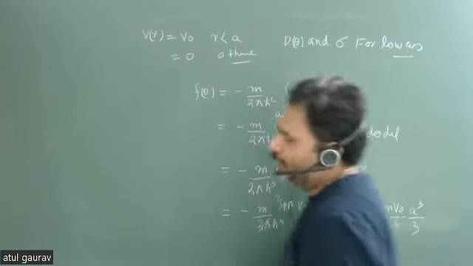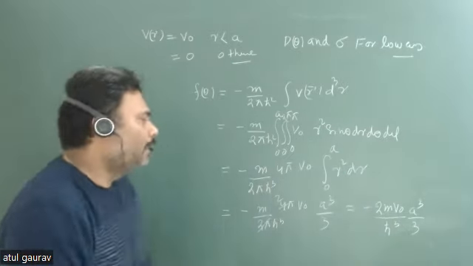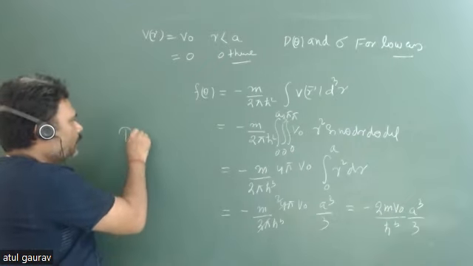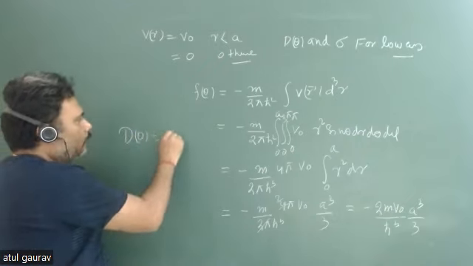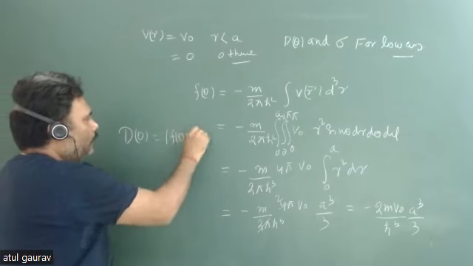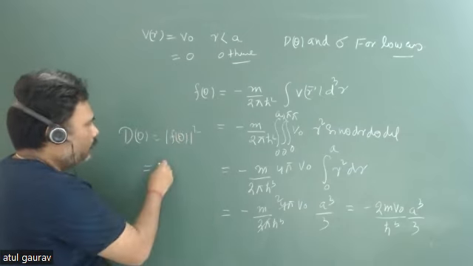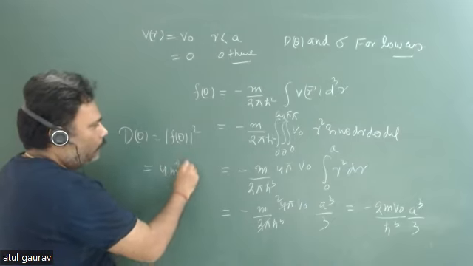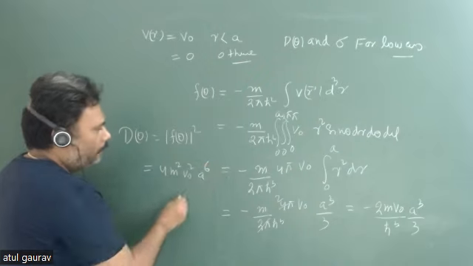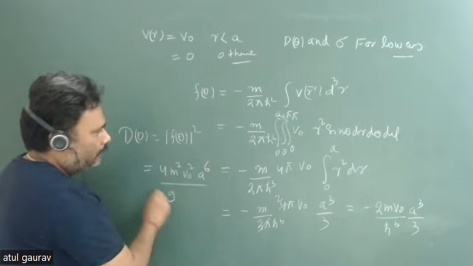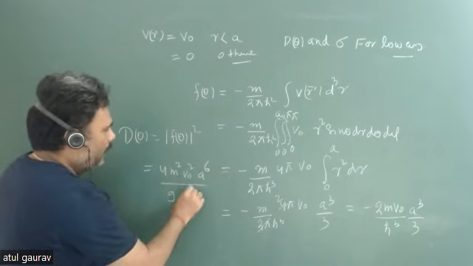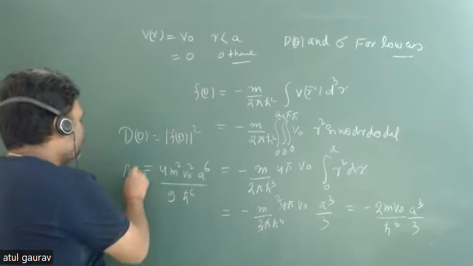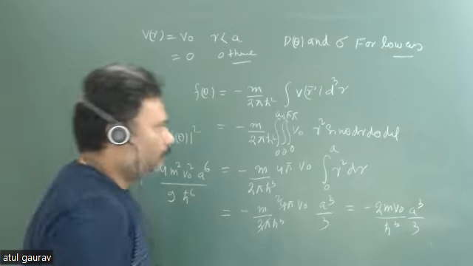So this is your form factor f theta. And now you can calculate the differential scattering cross section. The differential scattering cross section d sigma by d omega is mod f theta whole square, and this value is equal to 4 m square V naught square a to the power 6, and that value is 9 h cut 6. Okay, so this is your differential scattering cross section, which is constant.